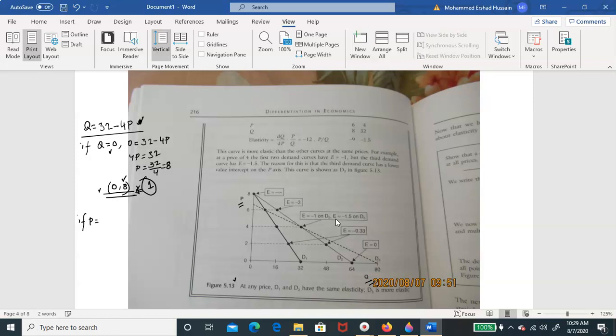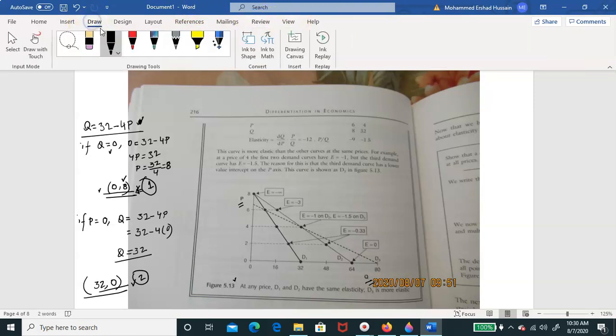The second point is what? Let us say P equal to 0 and then solve for Q. Q equal to 32 minus 4P, and we put P equal to 0, because we are looking for Q that corresponds to P equal to 0. So Q equal to 32, and price is 0. This is another point on the graph. So this is point 2. We have point 1 and point 2.